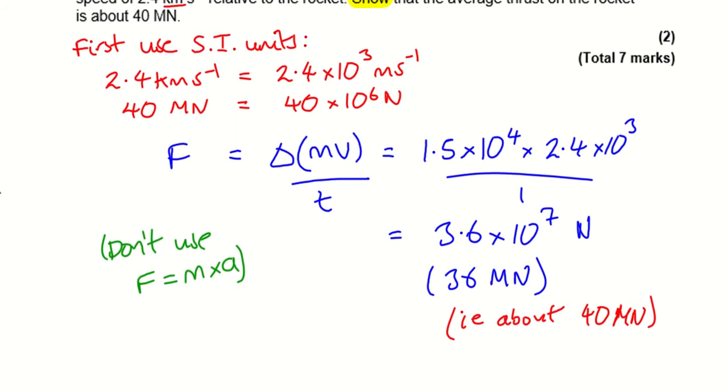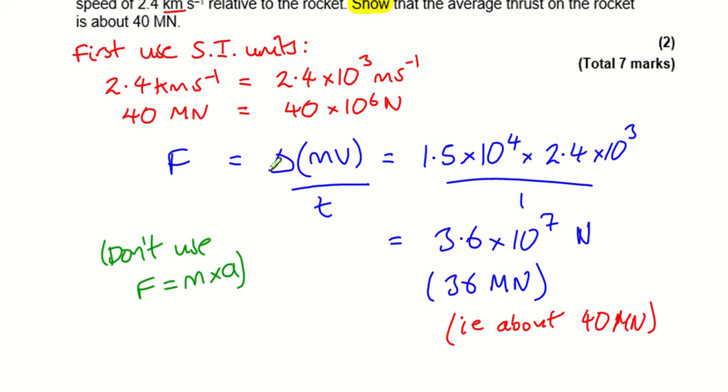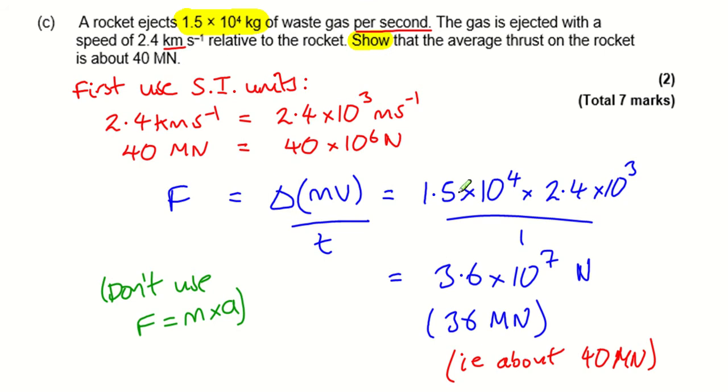Right, and you can use again Newton's second law. Force is rate of change of momentum. I have got a change of mass here, an amount of mass of 1.5 times 10 to the 4 in a second, and I have got a velocity that mass has got, that much, and then dividing by the time, I'm doing it for 1 second for both of those. So I multiply those two together, I get 3.6 times 10 to the 7, or 36 meganewtons, and it's about 40 meganewtons. So that's done.